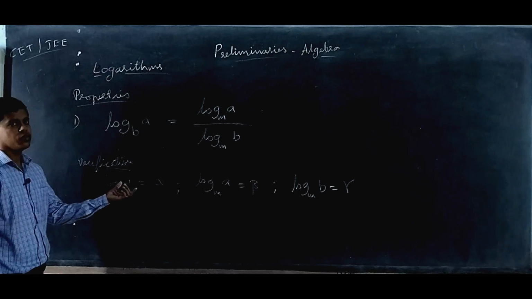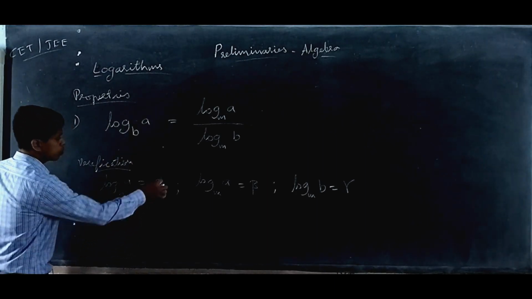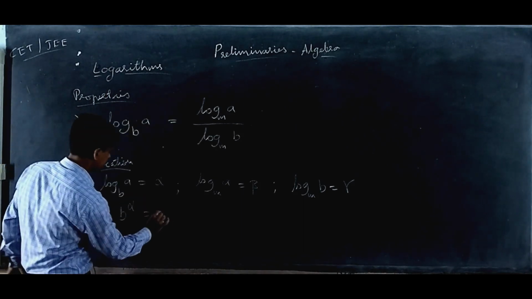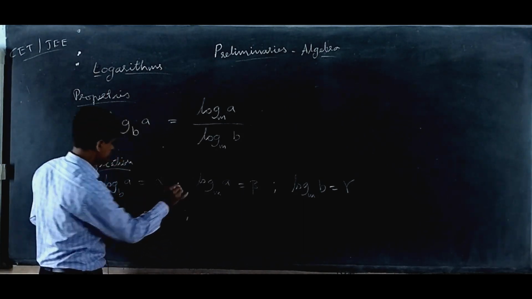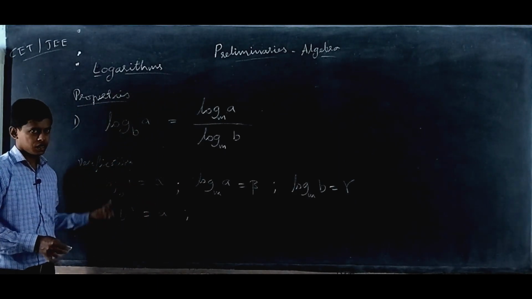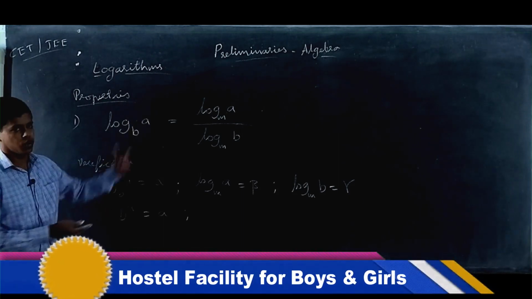Now how do I convert this to exponential? That is b to the power alpha. Now what will be independent? A will be independent here. We can find a, if you do not know a, using this exponential, correct? So that's the reason we are converting, and in this case we are converting to understand the property.